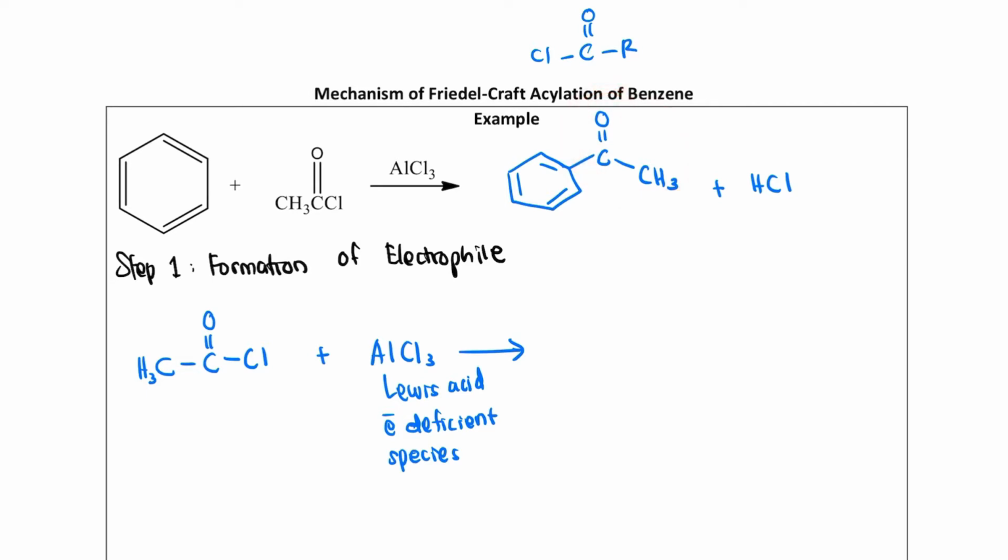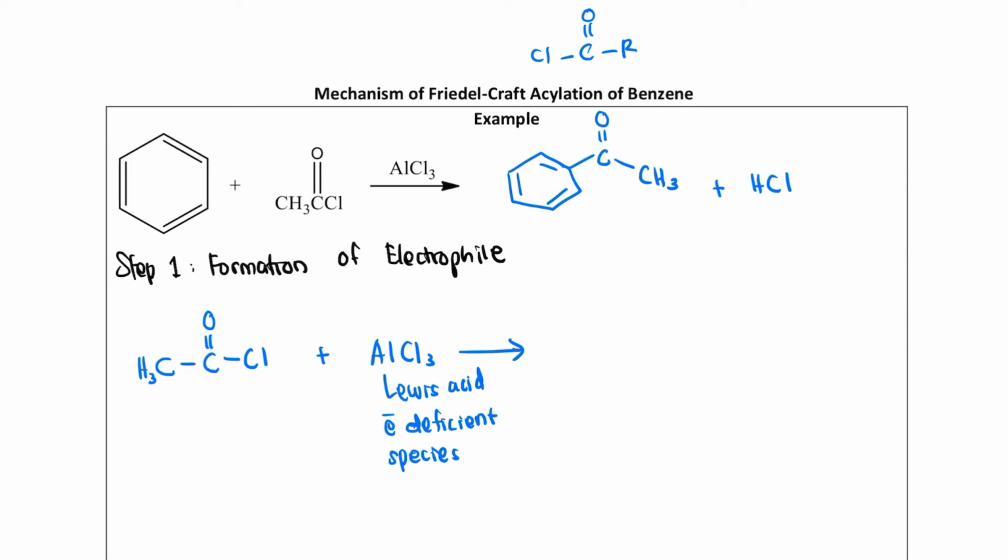Okay, so how to turn this structure here, acyl ni jadi electrophile, kita perlukan bantuan AlCl3. Okay, so in the previous video, I already mentioned that AlCl3 is a Lewis acid, electron deficient species. So there is an empty orbital that can accept electrons lah. So that's why the electron from this Cl actually boleh di donate ke Al.